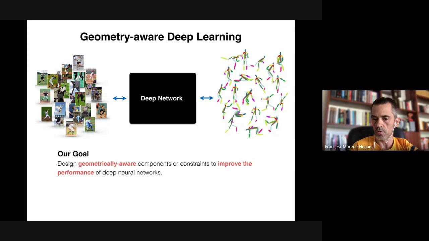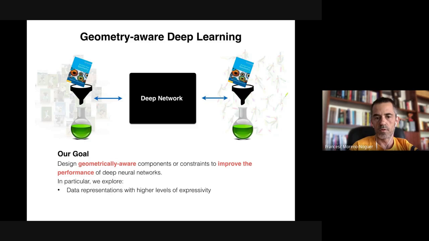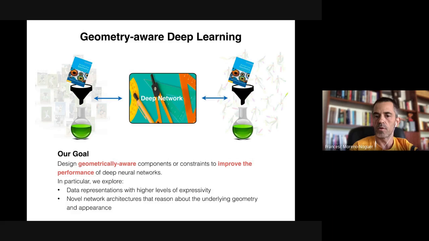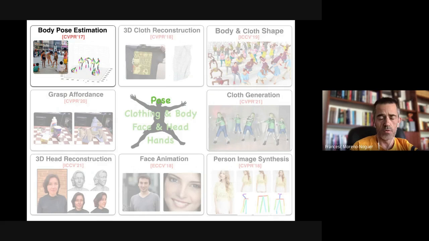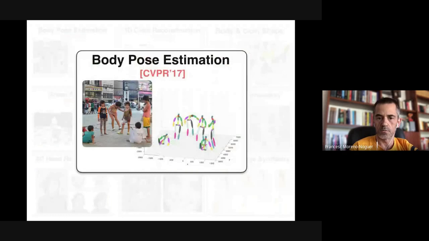What do I mean by this? So what we try to do is to explore data representations that have high levels of expressivity and help the network to train faster, for instance. And then we also design specific layers or modules inside the deep networks that can somehow reason about the underlying geometry or appearance of the problem that we have at hand. So just let me give you an example of what I mean by this with the problem of body pose estimation. This is a work that we presented a few years ago.